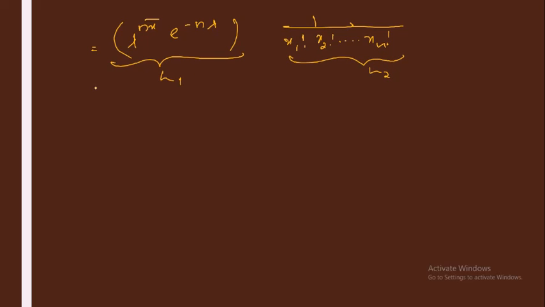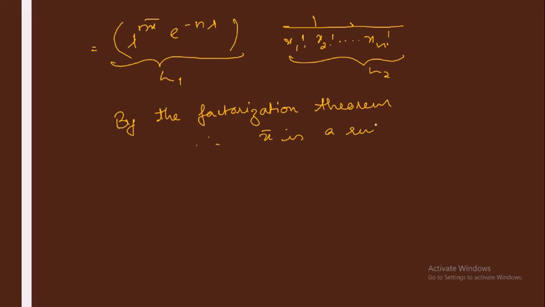Now this form of converting the likelihood function into the form of L1 and L2 is also called the factorization theorem. Therefore you can say that x bar is a sufficient estimator of lambda. Okay, I hope you have understood. Thank you.